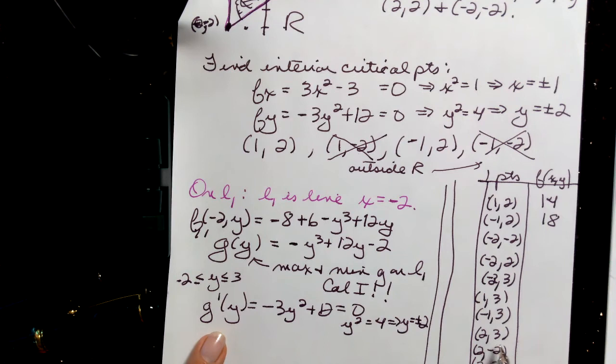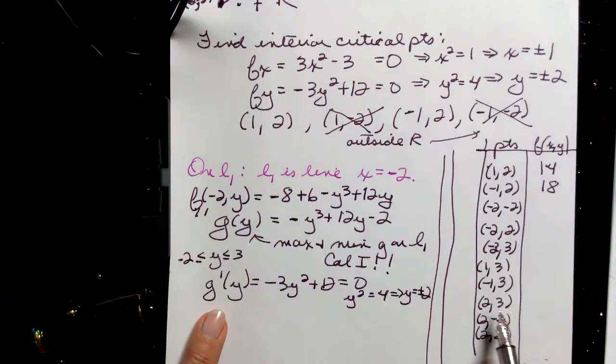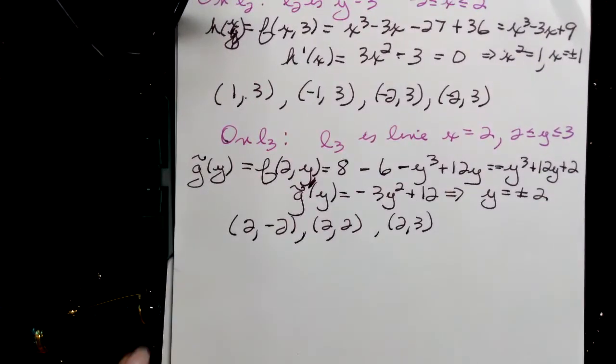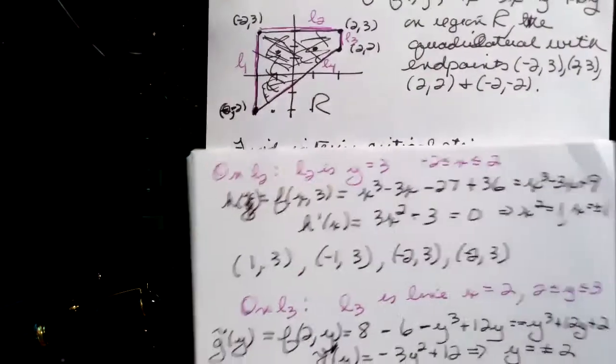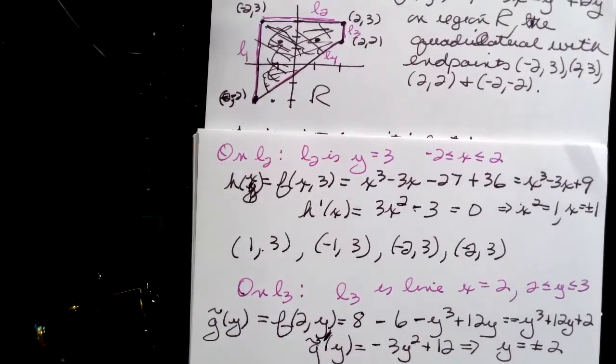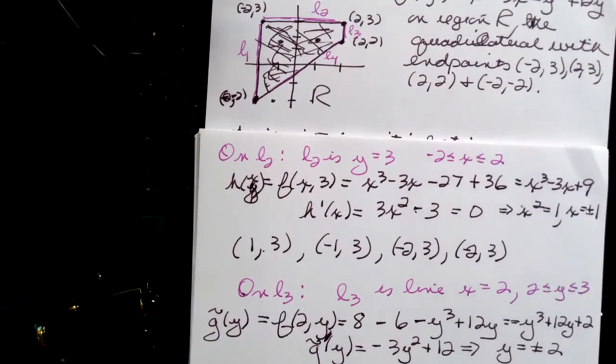But 2, 3 was already here. Okay. So of the 3 new points, we only had to put on that list 2 extras. And now finally, we're ready for the last line. Okay, the last line, notice L4 is the line that goes through minus 2, minus 2 and plus 2, plus 2.